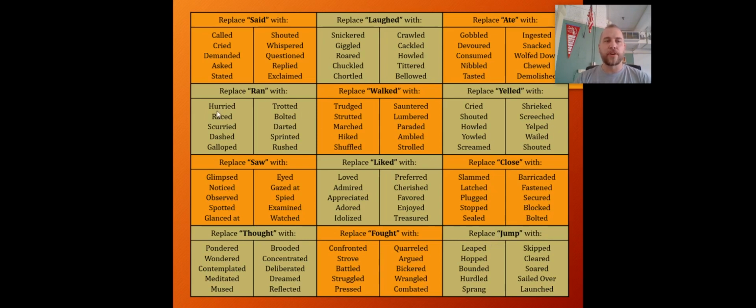Instead of ran, you could say hurried, raced, scurried, dashed, galloped, trotted, bolted, darted, sprinted, rushed, right? Instead of saying you closed something, you slammed it, you latched it, you plugged it, you stopped it, you sealed it, you barricaded it, fastened it, secured it, blocked it, bolted. We have such variety in the English language that there's really no excuse for using the boring verbs. You want to find something that's really going to correctly describe what it is that you're trying to say. And the verb is one of those places that often gets overlooked.